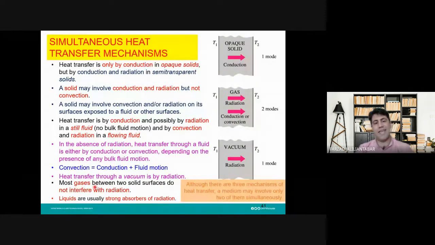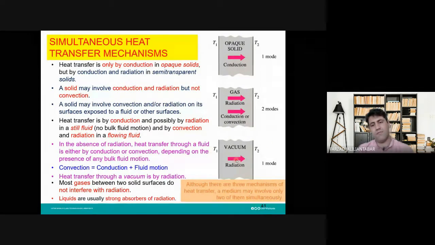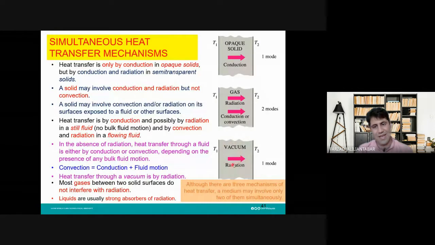Usually, most gases between two solid surfaces do not interfere with the radiation. In other words, even if we have gas, not liquid, the gas is not effective on the radiation heat transfer amount. It cannot absorb or emit any radiation energy. So with vacuum and most gases, we have only radiation, and the gas does not interfere.